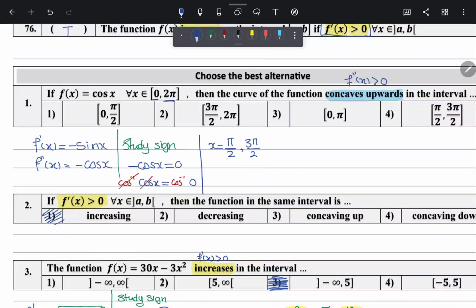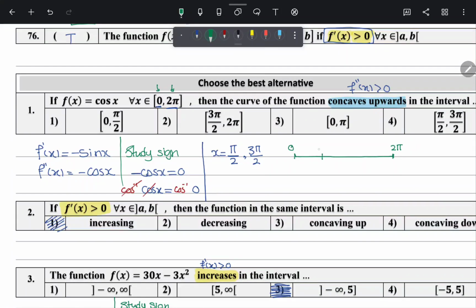So how many answers did you find? Of course, these answers are between 0 and 2 pi. So I'm going to draw now a number line, but this number line is not from minus infinity to plus infinity. From 0 to 2 pi. Why? Because the question specified x from 0 to 2 pi. And now I put here 90, pi over 2, and 3 pi over 2. And now let's study the sign.